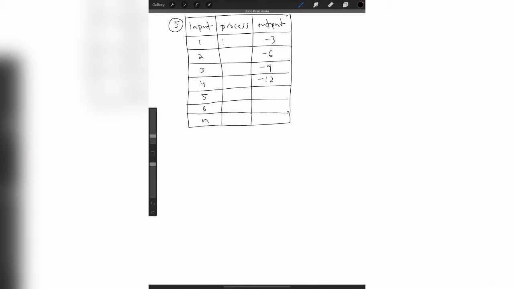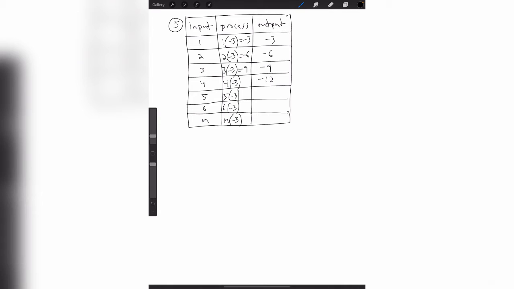Sometimes in order to find the process, you have to try different things. Let's try multiplying by -3. 1 times -3 equals -3. 2, my input here, right? 2 times -3 gives me -6. All right, I'm on the right path. Okay, so then 3 times -3 gives me -9. 4 times -3, 5 times -3, 6 times -3, and n times -3.